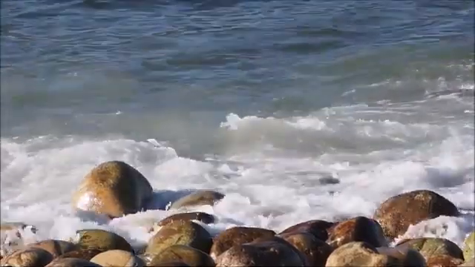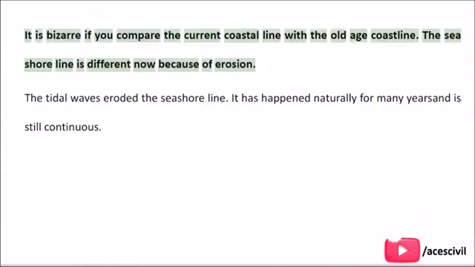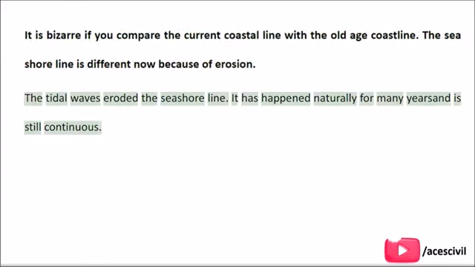In today's video we are going to discuss what coastal protection structures are and their importance. It is bizarre if you compare the current coastline with the old age coastline. The seashore line is different now because of erosion. The tidal waves eroded the seashore line. It has happened naturally for many years and is still continuous.